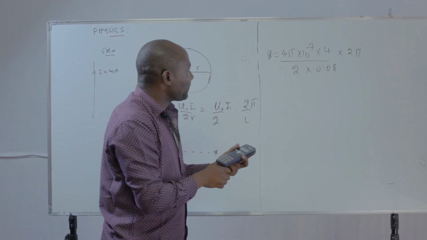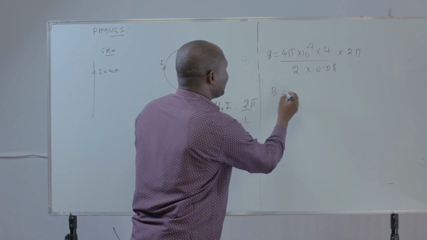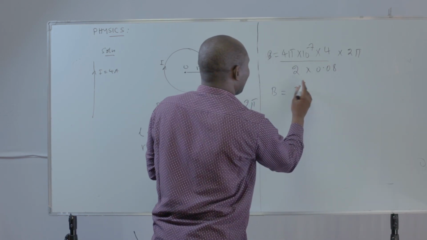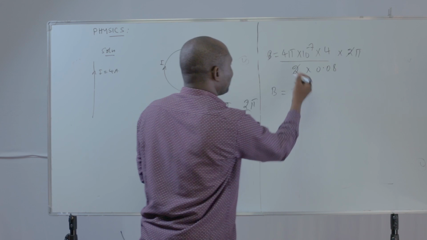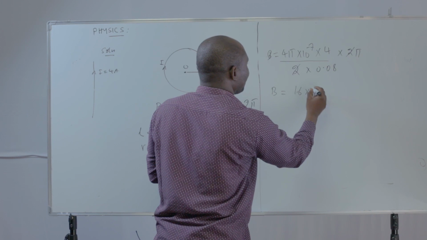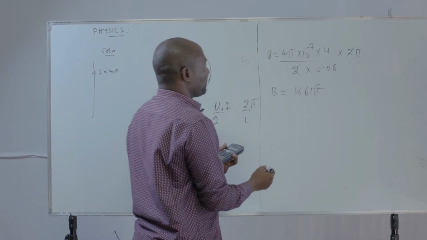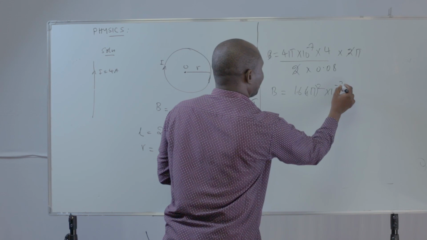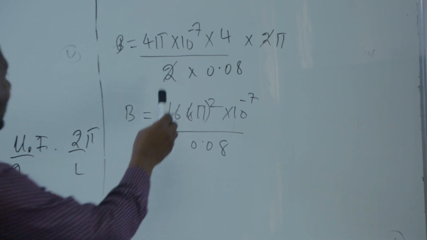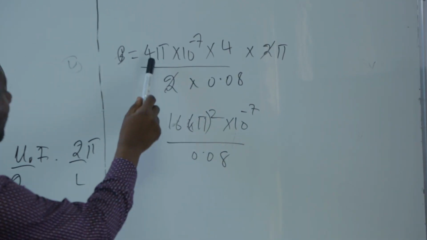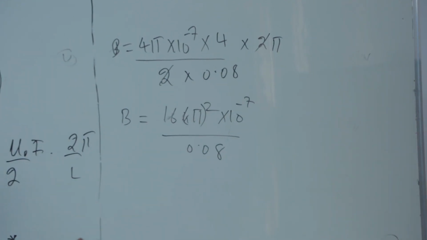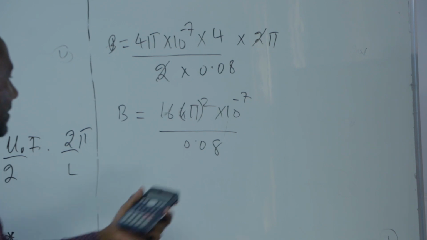Okay, let's go together here. This B, we take, this will be 16 over 32. These 2 and 2 cancel out. And we have 16 here, mathematically, 16 times pi squared. You can take this power, and then times 10 power negative 7 over 0.08. Let's check. The 2 and 2 cancel, and the remaining 4 and 4 give us 16. And then we have pi over pi squared times this power negative 7 divided by that.